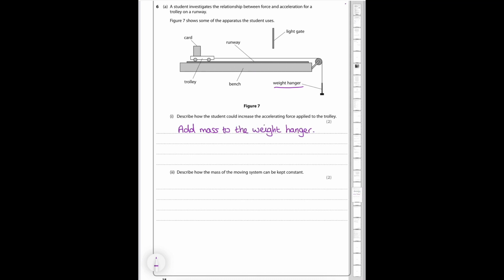Then part 2 says describe how the mass of the moving system can be kept constant. So what we would do here is we would remove mass from the actual trolley so it equals the mass that we've added to the hanger to get it to move at a constant speed.